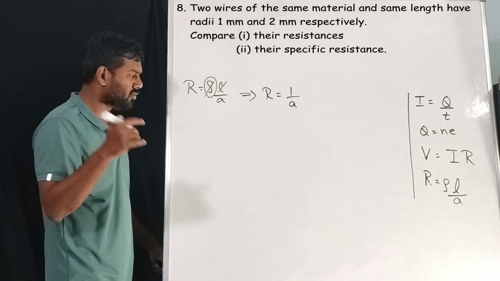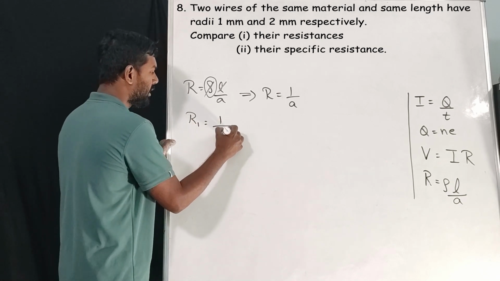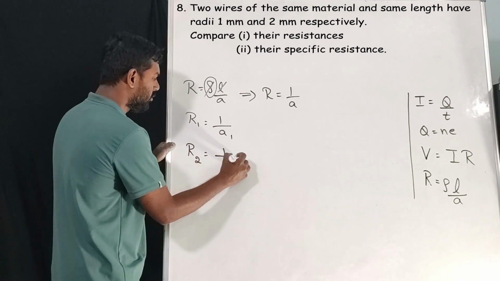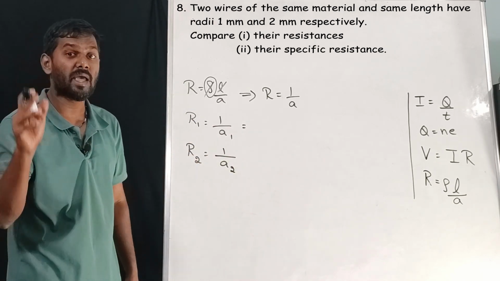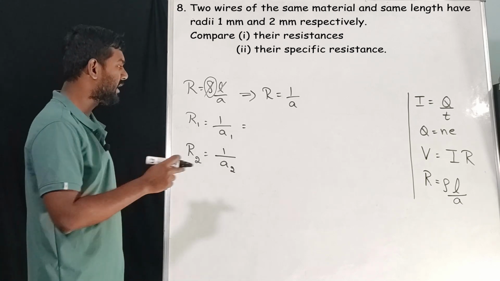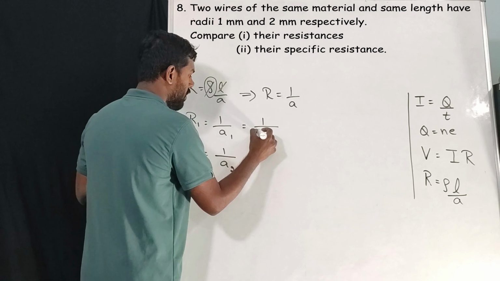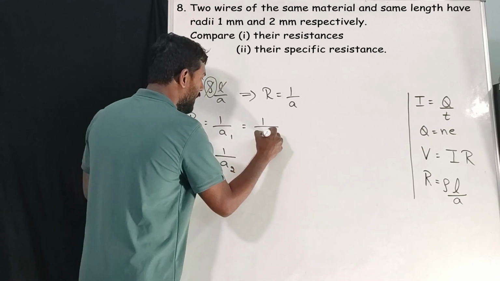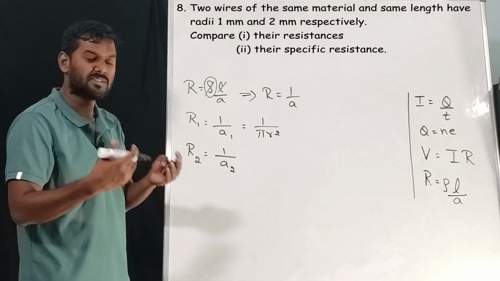So we are talking about two wires. R1 will be proportional to 1 by A1. R2 will be proportional to 1 by A2. Have they given the area? No, right? They have given the radii. Radii means two different radii. Next, how can we get the formula of A? Area is nothing but pi r square.